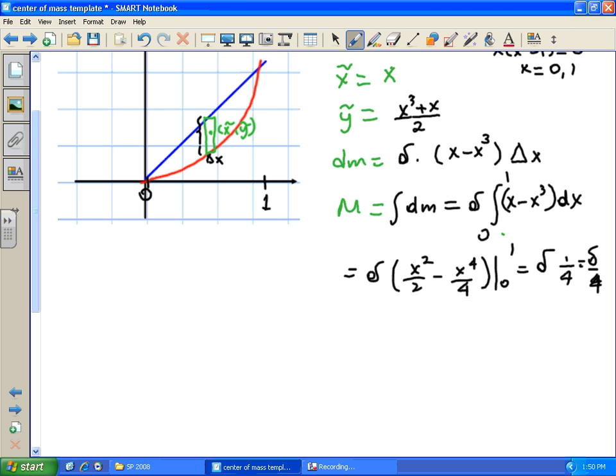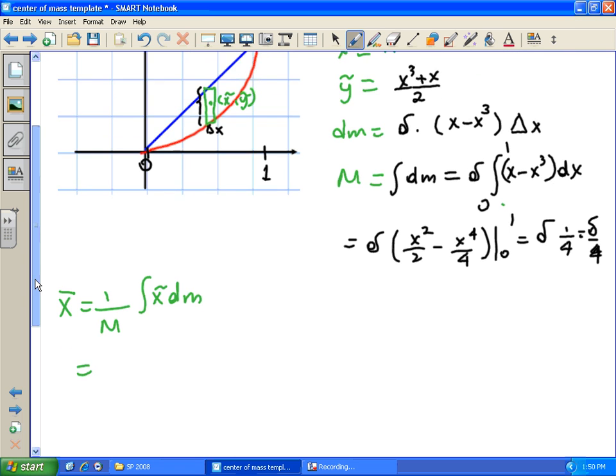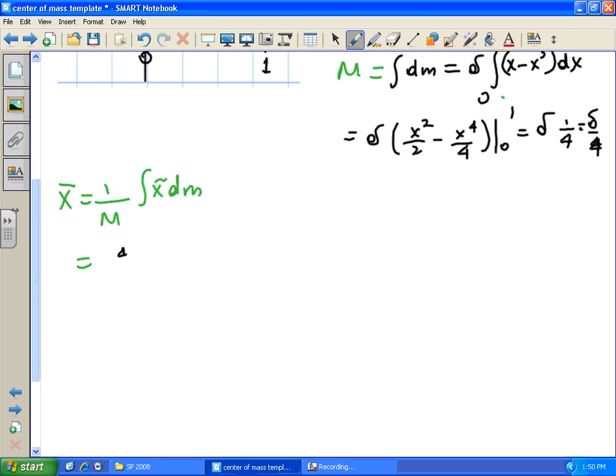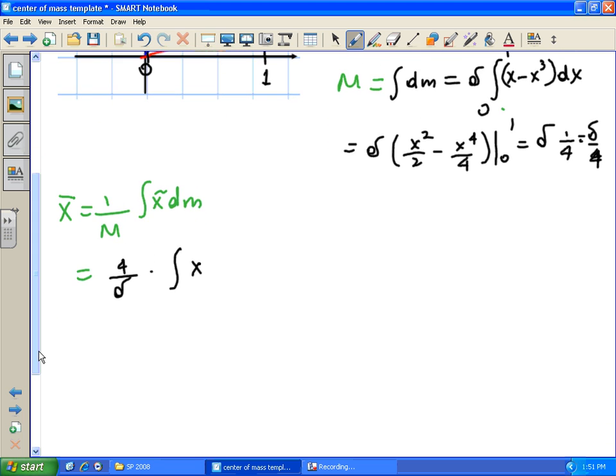Now to find x bar, the formula was 1 over total mass times the integral x tilde dm. Okay, so 1 over total mass, that's 4 divided by density, right? What am I writing for x tilde? We did it earlier, right? Just x. And for dm, from up there, x minus x cubed times density times delta x, or it becomes dx. Again, densities disappear.